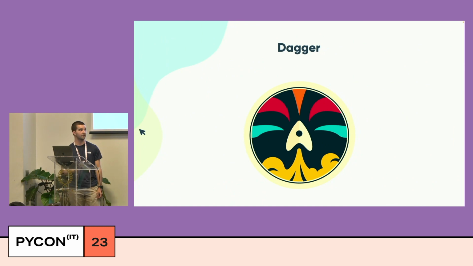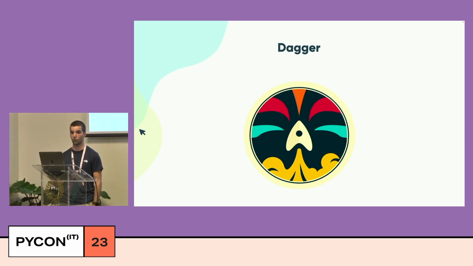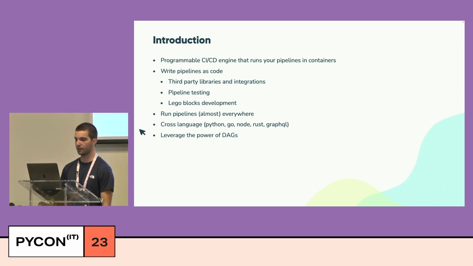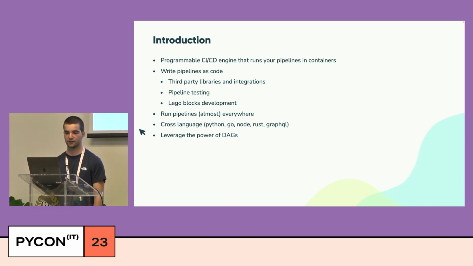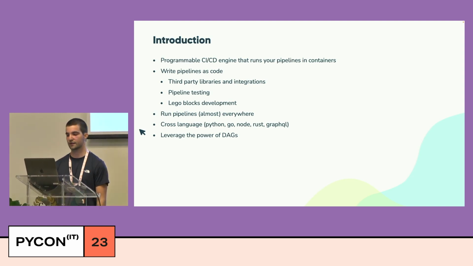And then enters Dagger, which is a fairly new project. I think it is 1 year, 1.5 years old, and it tries to address some of the challenges of traditional CI/CD tools. What's Dagger? Mainly, it's a programmable CI/CD engine that runs your pipelines in containers using BuildKit. We will see throughout the slides and in the demo why it's important to use BuildKit and Docker.